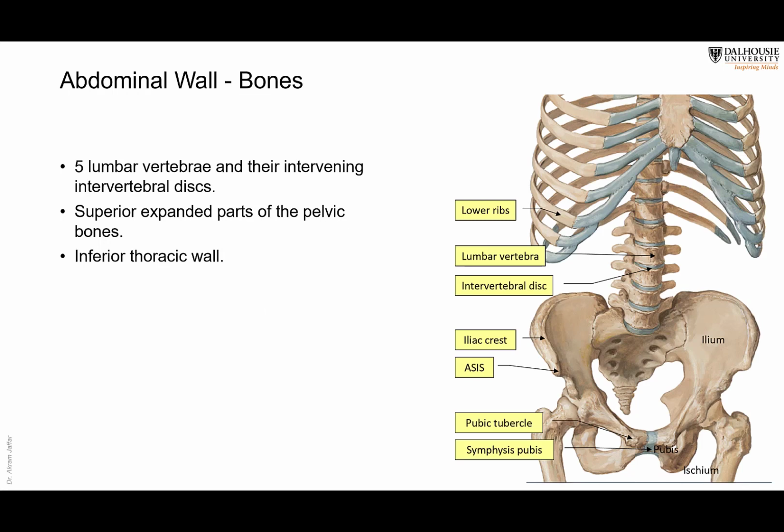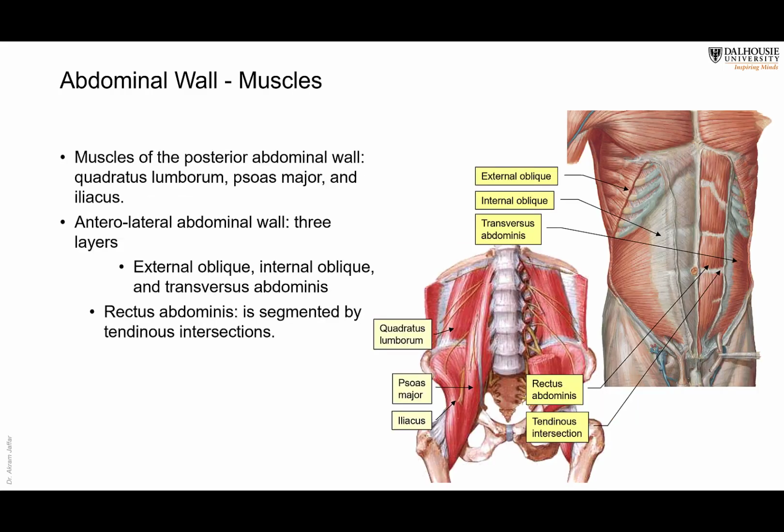As far as the bones are concerned, we have the 5 lumbar vertebrae and their intervertebral discs. We have the lower part of the thoracic cage. Remember that the diaphragm is dome-shaped, so that's why the upper abdominal viscera are enclosed by the ribs and their costal cartilages. There is also the upper part of the hip bones, which are included among the bones present in the abdominal wall.